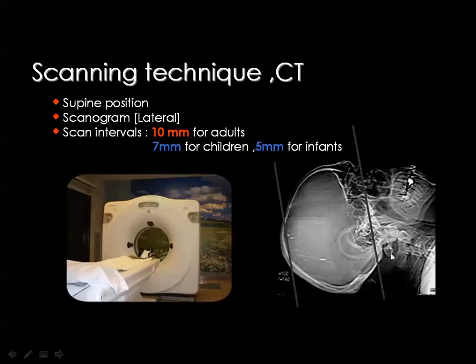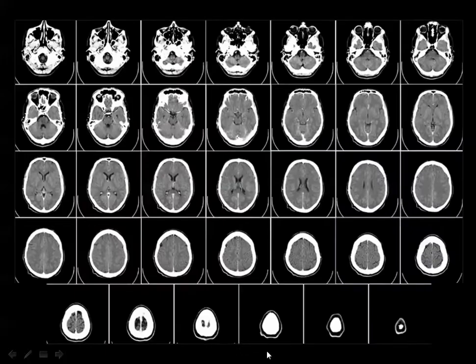Then in order to have sections in the brain, for adults we proceed every 10 millimeter slice intervals, and 7 millimeter for children, and we may have 5 millimeter scans in cases of infants. Then after finishing the exam we may have the series as you are looking at, starting from the base of the skull, proceeding upward until you reach the top of the skull.